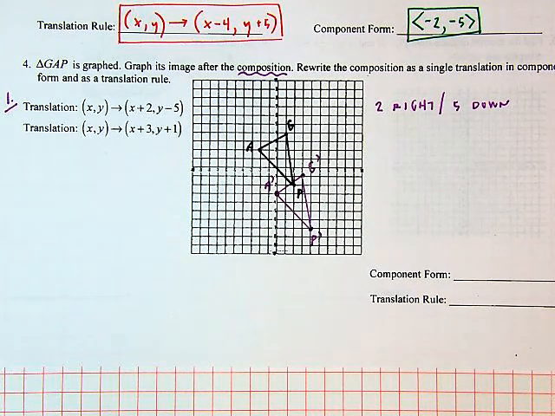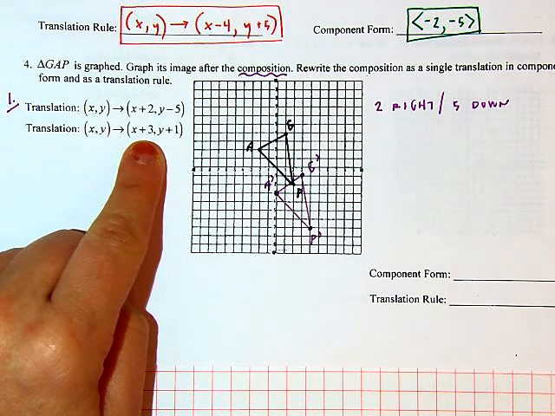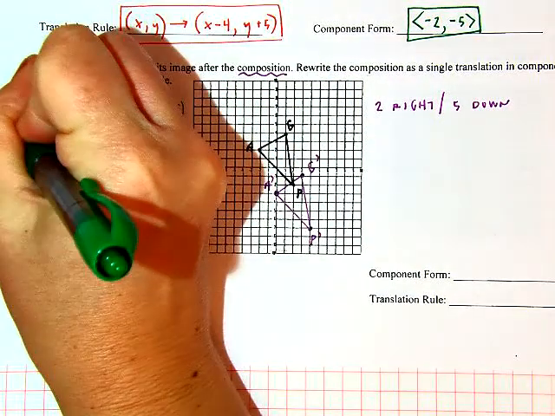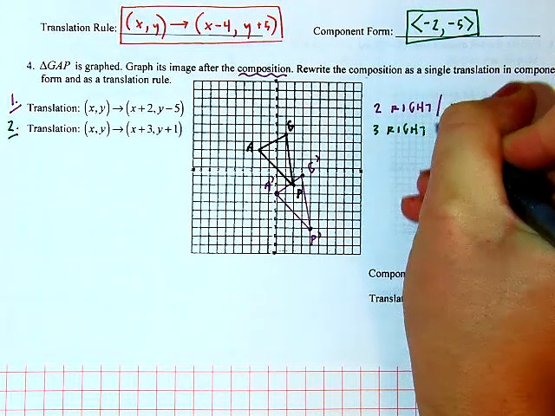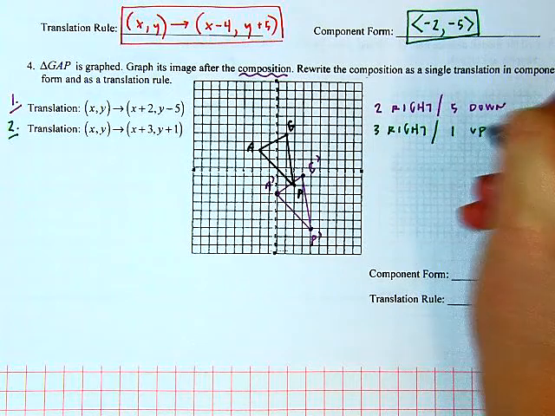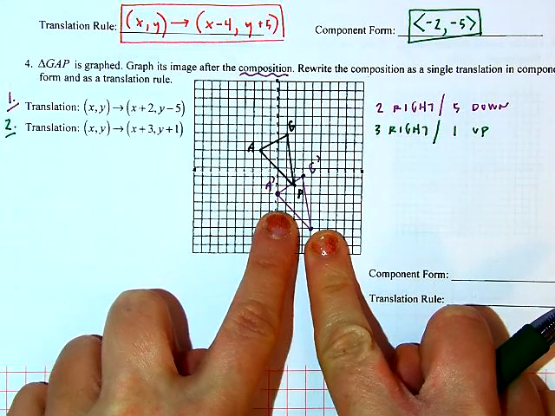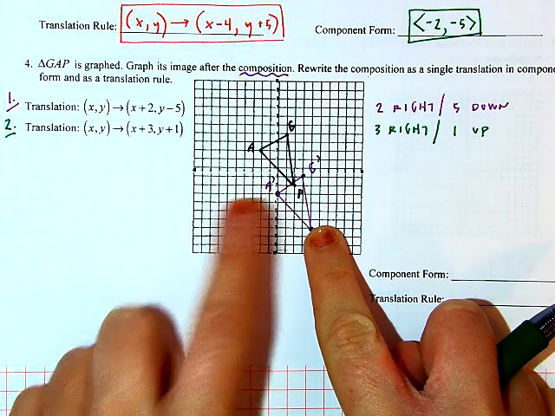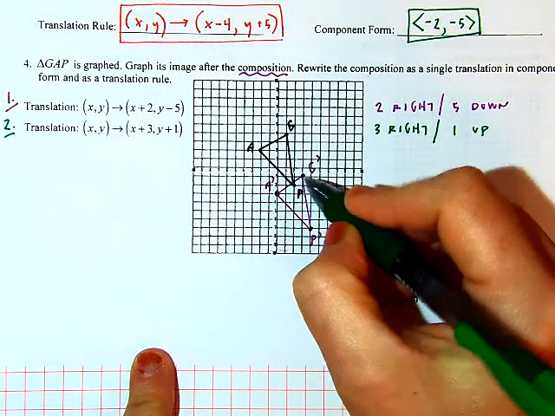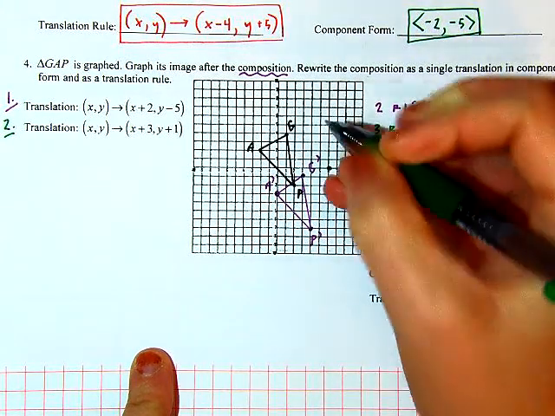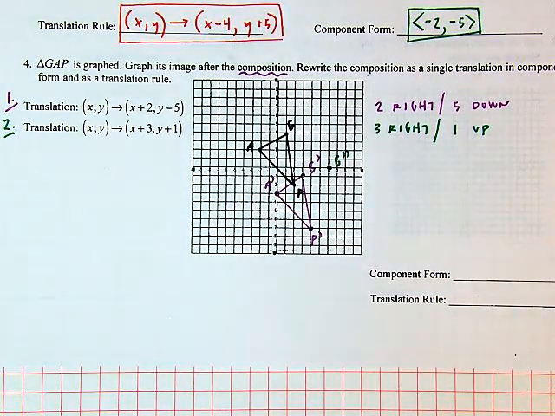Okay, so now the second one, the second translation, the rule is saying go 3 right and 1 up. So 3 right and 1 up. So it's building off of this translation right here. So building off what you see as purple with the prime notation. So we're taking the G prime and we're going to move 3 right and 1 up. So right here will be my G double prime because it's my second stage of my composition.